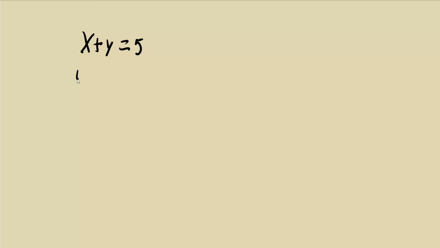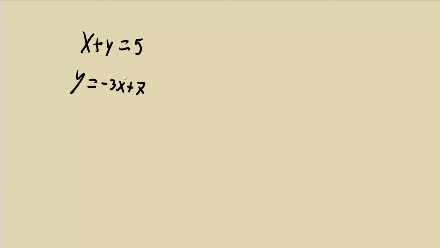Okay, so in the previous video, I taught you what a system is and how to solve it by graphing. But today I'm going to show you how to solve it using another way. This is going to be called the method of substitution. So let's have this equation right here: x plus y equals 5, and y equals negative 3x plus 7.